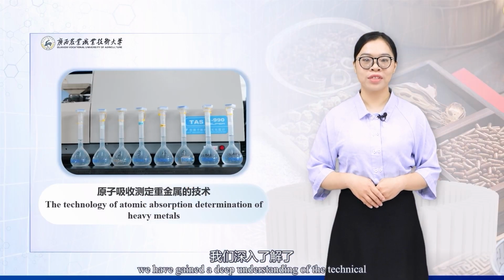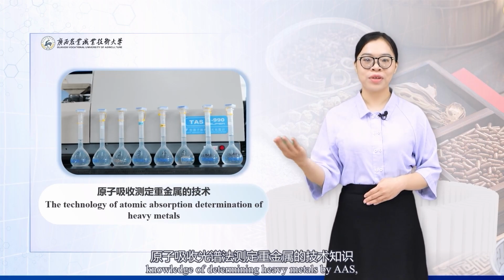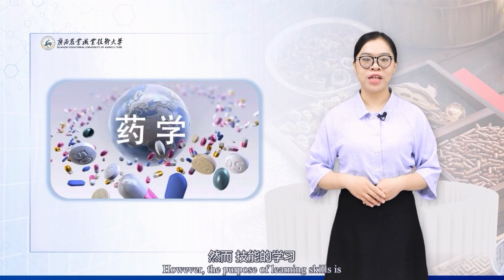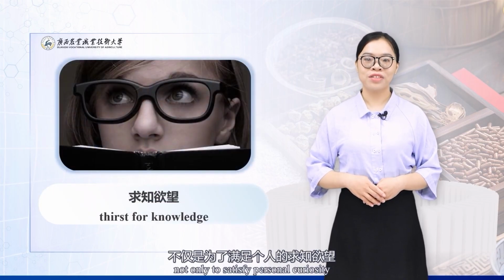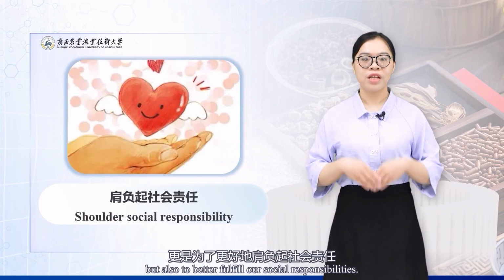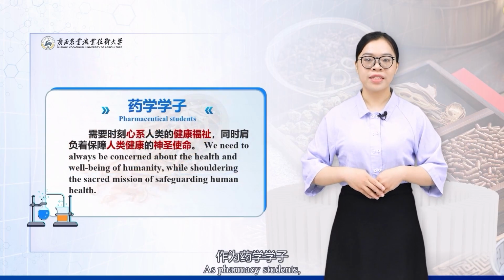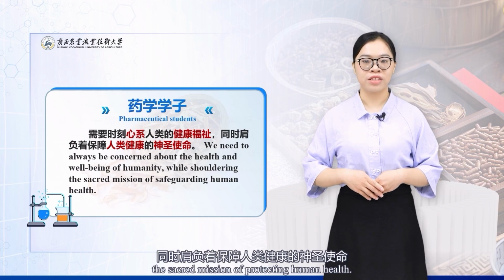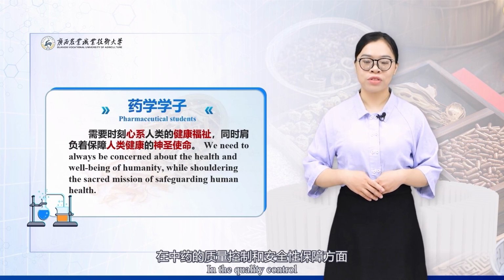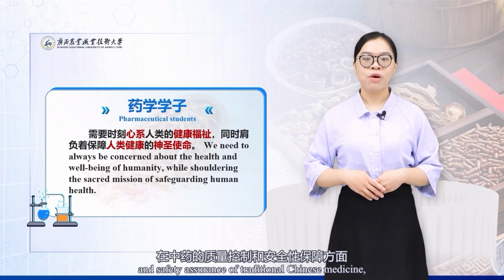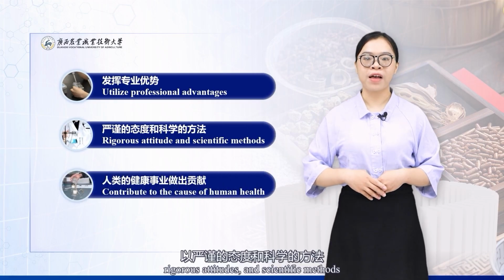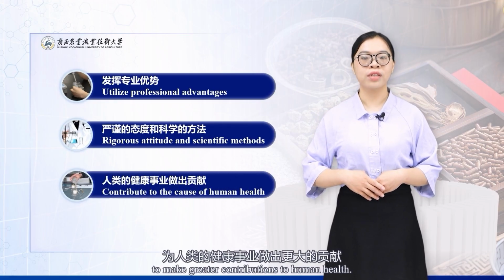After this session, we have gained a deep understanding of the technical knowledge of determining heavy metals by AAS, which is an essential skill in the field of pharmacy. However, the purpose of learning skills is not only to satisfy personal curiosity, but also to better fulfill our social responsibilities. As pharmacy students, we always care about human health and bear the sacred mission of protecting human health. In the quality control of traditional Chinese medicine, we need to use our professional advantages, rigorous attitudes, and scientific methods to make greater contributions to human health.